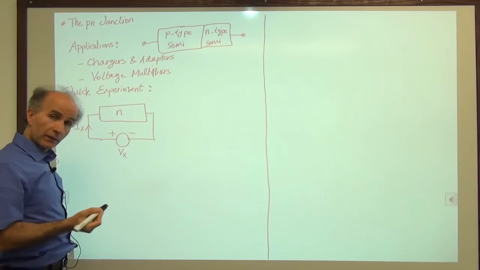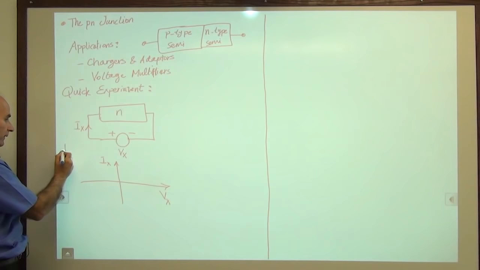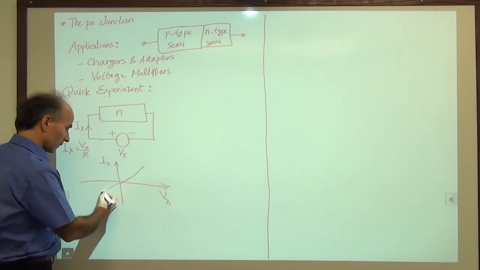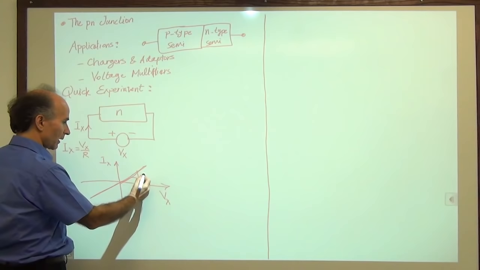So if I sweep Vx from minus infinity to plus infinity, I just have Ohm's law. So I know that Ix is equal to Vx over R. R is the resistance of this piece of semiconductor. And we just have a nice straight line, like so. And as you can see, the slope of Ix as a function of Vx is 1 over R. So this slope is 1 over R. So nothing dramatic, very simple.